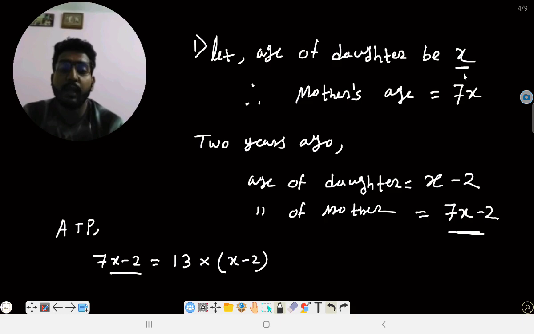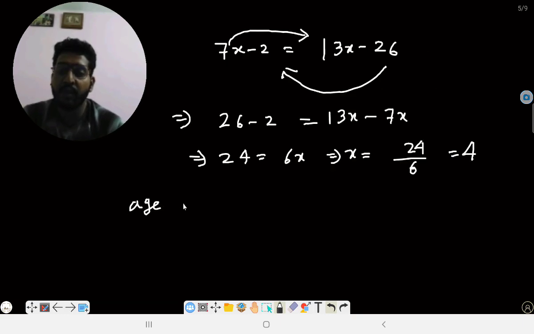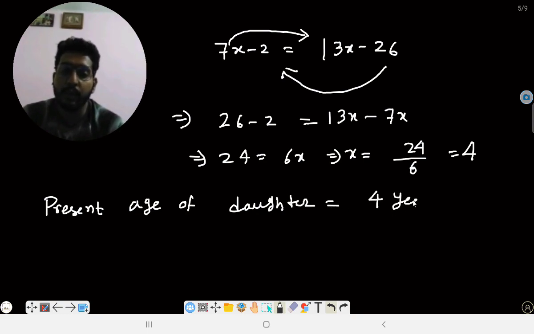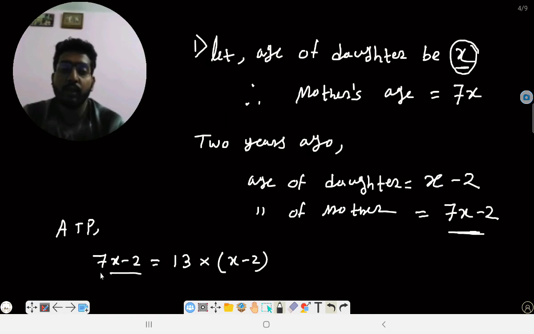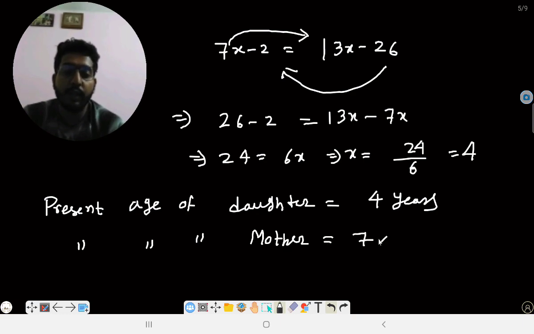So x is 4 years means the age of the daughter. The age of the daughter is 4 years. Okay, so here age means present age. What is the present age of the daughter? That is 4 years. Okay, and this one, mother's age. What will be the mother's age? Present age of mother. The age was 7x, that means 7 into 4, that is 28 years.